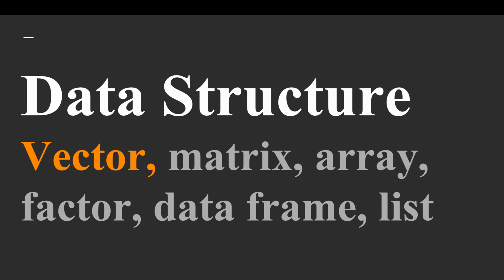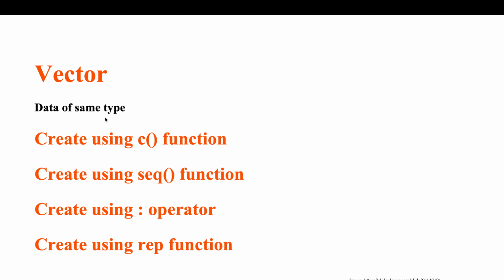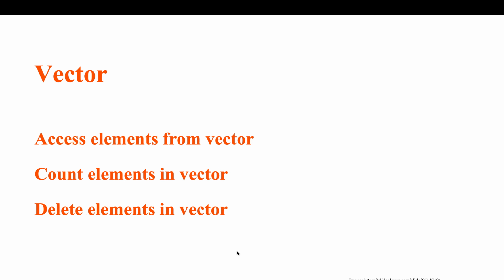So coming back to our slide, these are the ways we have seen. I have not shown you how to create a vector using the rep function. That is for the next session. We have seen how to count elements in a vector and how to delete elements in a vector. We simply assign NULL and all the elements in the vector are deleted. And how to access an element from a vector.